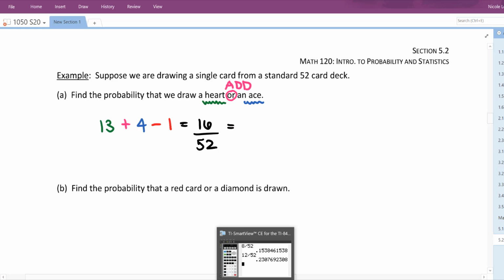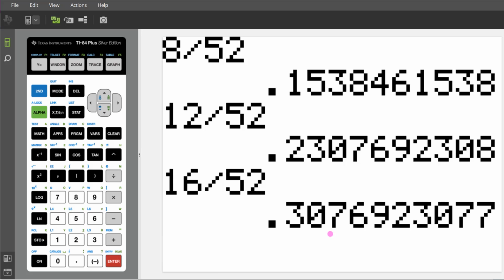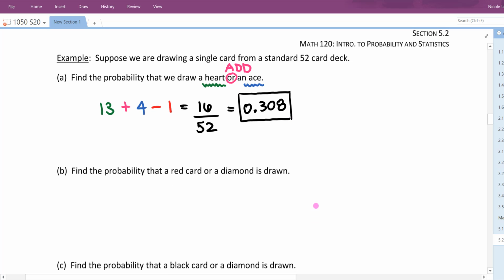Putting this into the calculator, rounding to the third decimal place, since there's a 6 that comes after, the 7 is going to get bumped up to an 8. So we're getting a probability of about 0.308, or about 31%. So about a 31% chance of this happening. Again, just be careful: if there is anything in common, make sure to subtract it out.